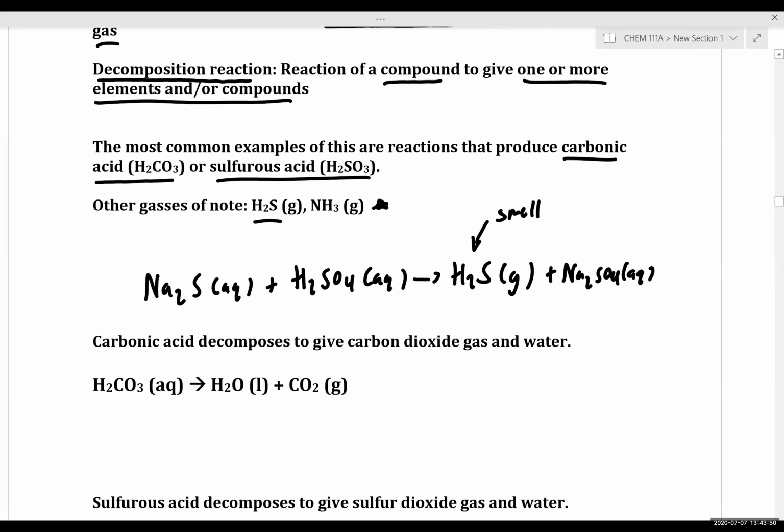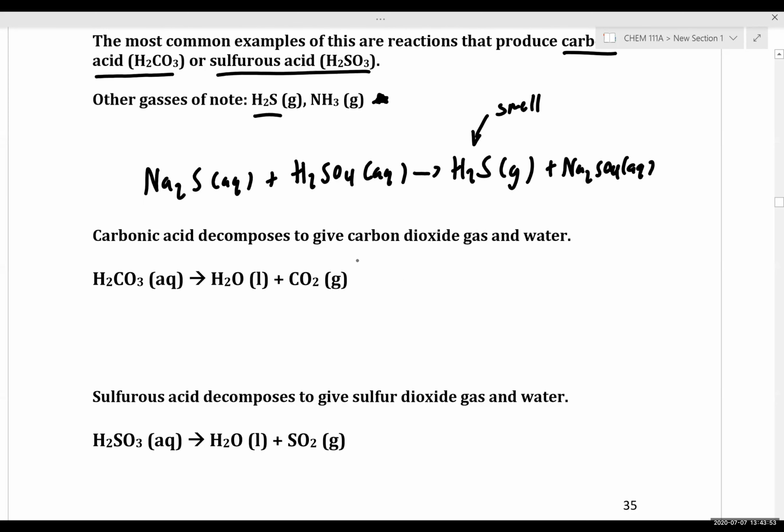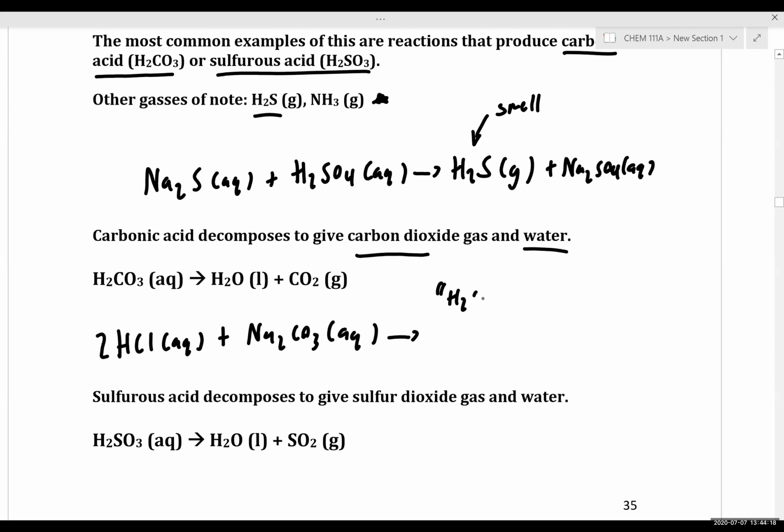So to talk about some other decomposition reactions, carbonic acid decomposes to yield carbon dioxide gas and water. So for example, if you take hydrochloric acid and you react it with sodium carbonate, you will generate carbonic acid in solution. But the carbonic acid doesn't actually stick around very long. It decomposes to yield carbon dioxide and water.